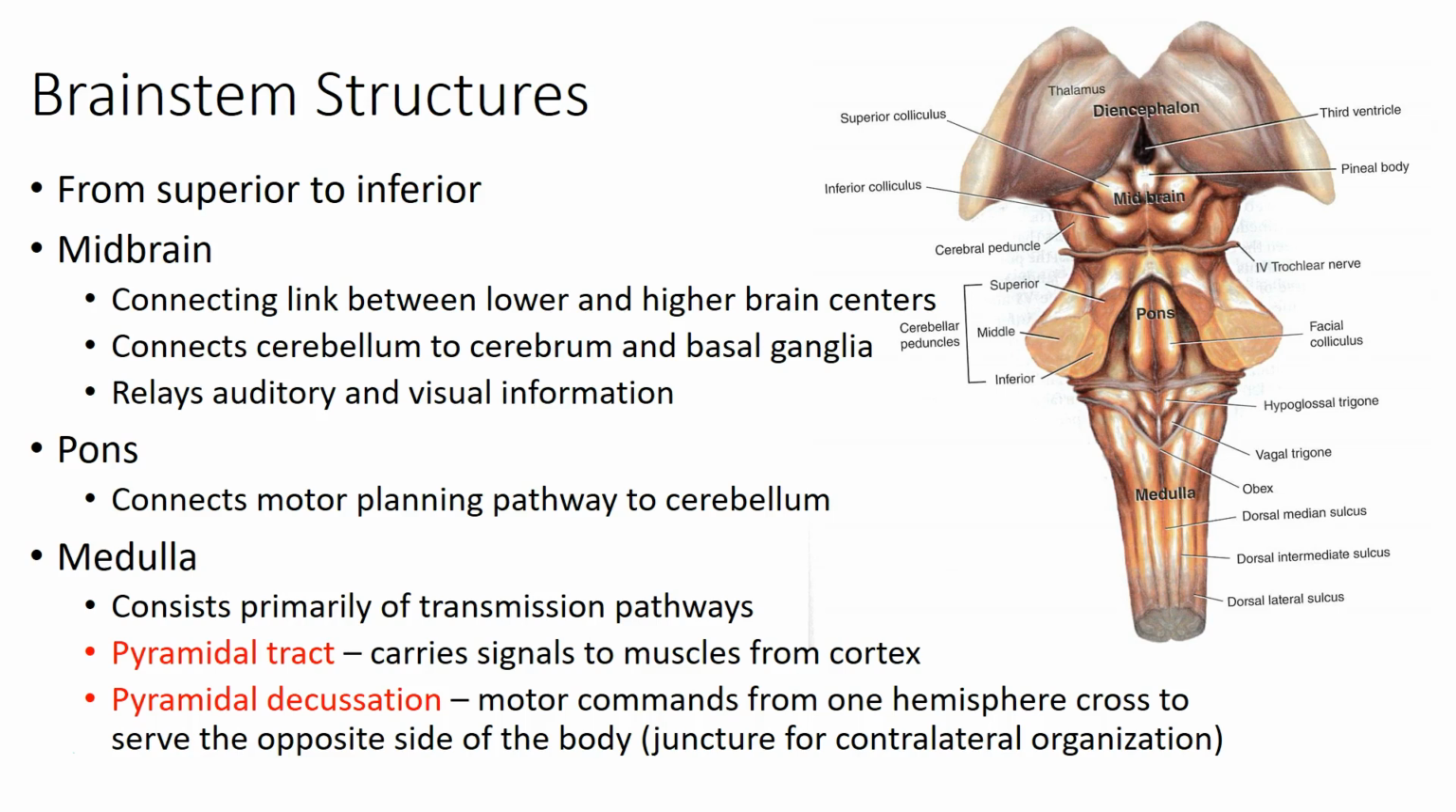From superior to inferior, we have the midbrain, which is kind of halfway between the higher brain structures like the thalamus and the lower brain structures, which are more like the spinal cord. There are connections from the midbrain to the cerebellum, to the cerebrum, to the basal ganglia. Auditory and visual information from the eyes and ears comes through the midbrain to be processed, in addition to coming through other areas like the thalamus and ending up in the cortex.